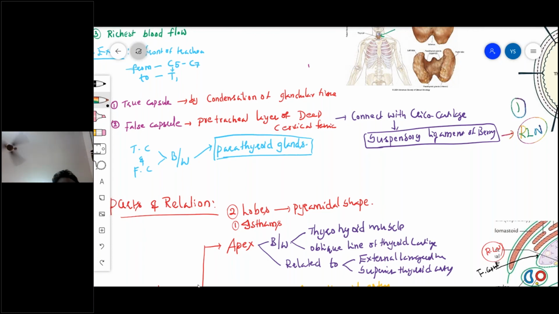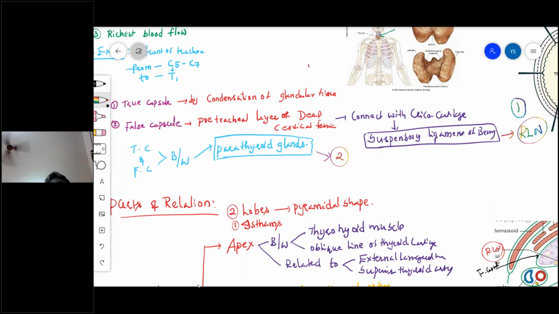And number 2, between the true and false capsule of the thyroid gland, parathyroid glands are present. If you remove the thyroid gland along with the capsules, true and false capsule, that leads to death. Why? Because parathyroid glands are present in between the true and false capsules.